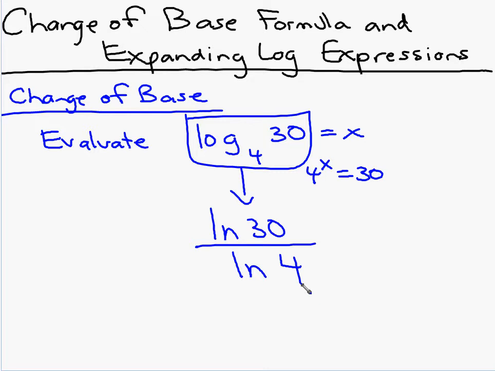So if I do the natural log of 30, I'm just using a basic calculator here, I get 3.40. And if I do the natural log of 4, I get 1.39. And so if I do the division, I get 2.45.